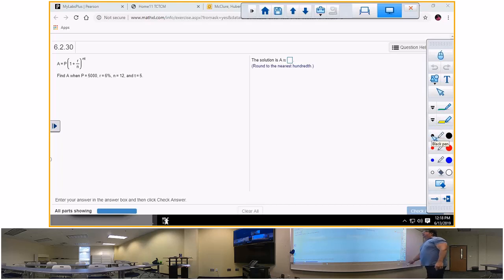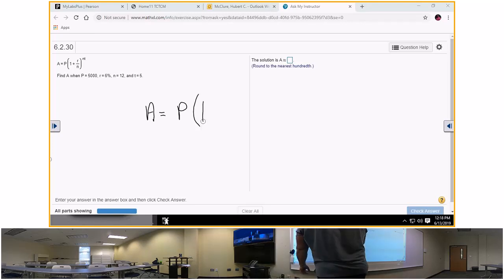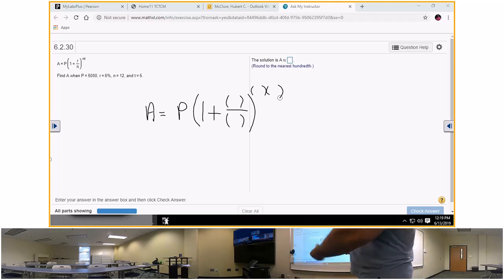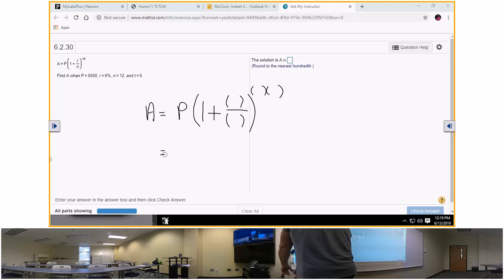So here we go. A is equal to principal, that's what you put into the savings account, times 1 plus R over N raised to the N times T power. Now, what is all this stuff? Well, the principal is what you put into the savings account. Let's say you get a $5,000 check or a $5,000 inheritance, and you put it in the bank, savings account. Not a checking account, savings account. You put it in there, that's the principal. That's what you put into the account. So, $5,000 would go where the P is.